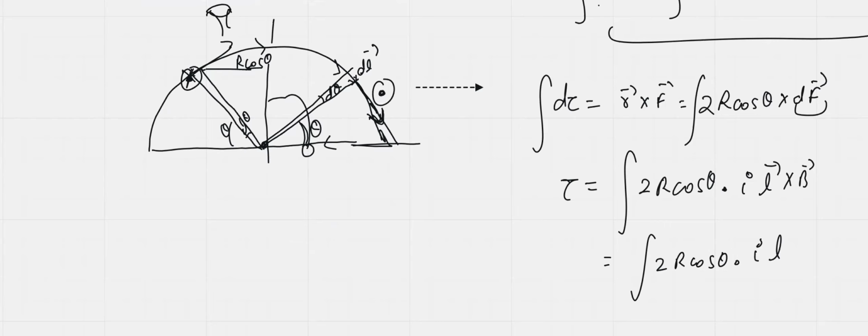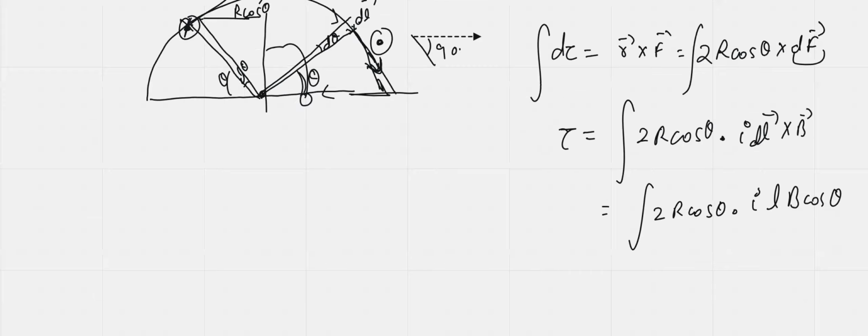What is the small angle between DL and this thing? I have shown you this is 90 minus theta. So when you put sine of 90 minus theta, that will become cos theta. This is cos theta. Makes sense.